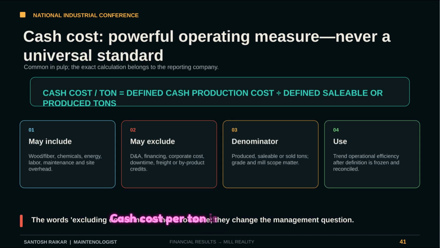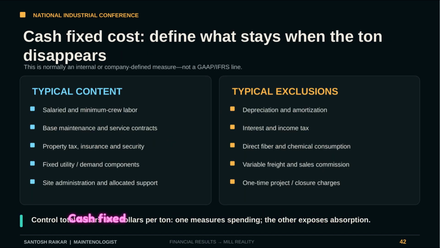Cash cost per ton is a powerful measure, but it's not a universal standard. If you hear a cost excludes downtime, that's not just a footnote. It fundamentally changes the management question you're asking. Cash fixed costs include things like labor and insurance. It's important to track both the total dollars spent and the dollars per ton. One measures spending, while the other exposes how well you are absorbing those costs.